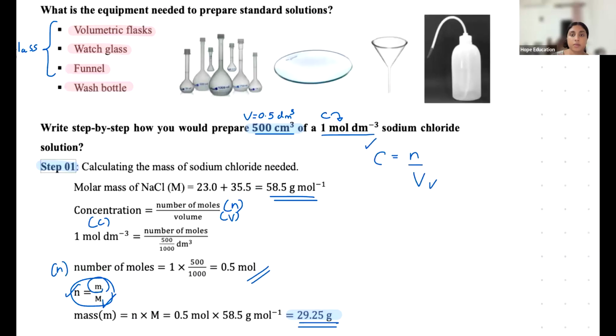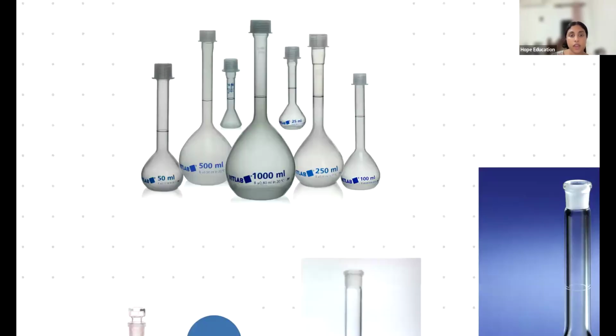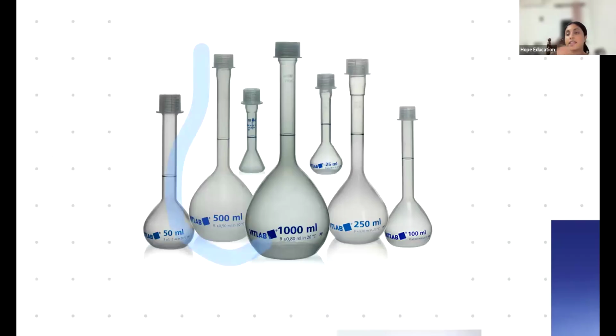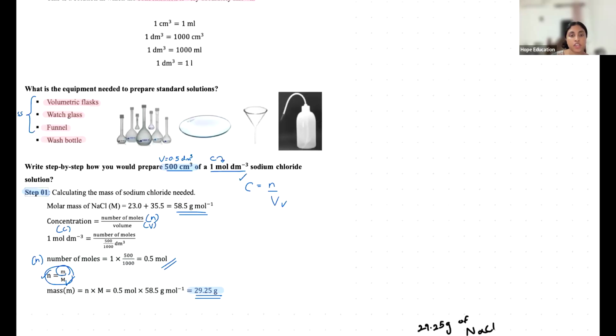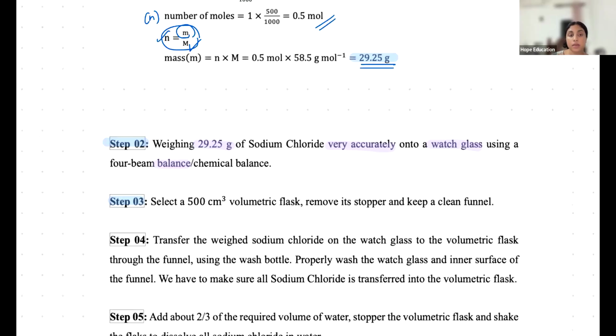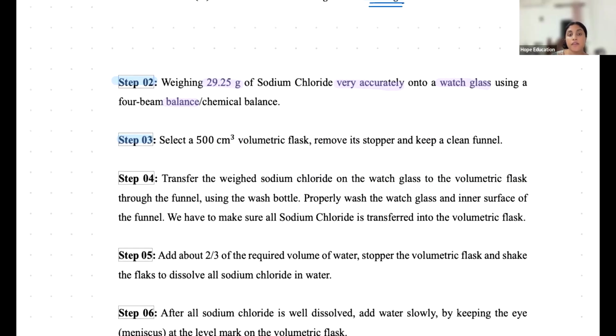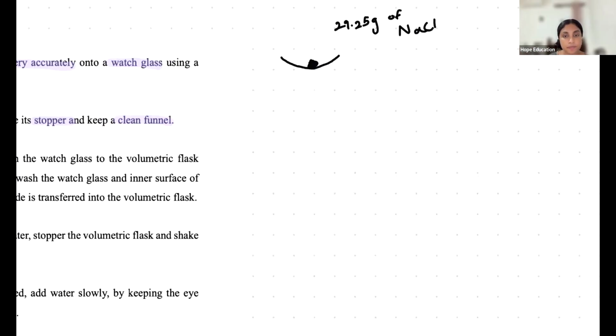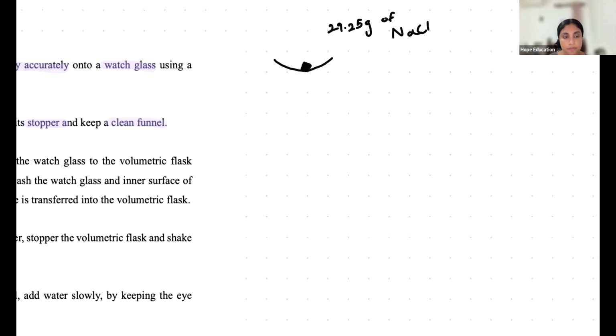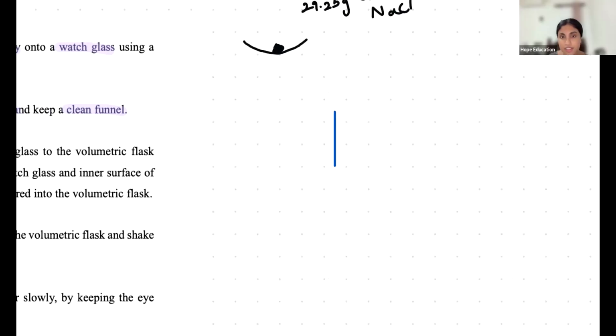අපේ volumetric flask වල බලන්න මෙතන තියෙනවා. See, this is the 500 milliliter one. You can get this one. Okay, let's move back here. So since I want to prepare 500 cubic centimeters, I'm going to select a 500 cubic centimeter volumetric flask. Remove its stopper, the lid. So I'm going to remove the lid, and I'm going to keep a clean funnel. Now this is my volumetric flask.